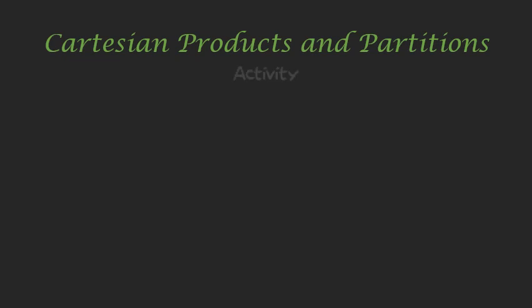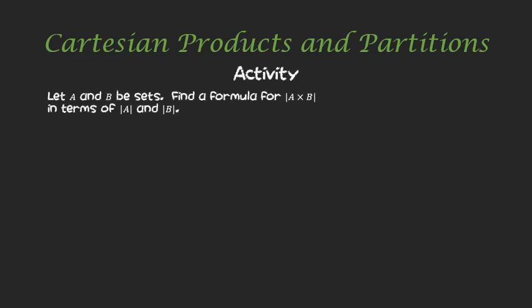On this slide, we're going to do an activity. What I want you to do is, given two arbitrary sets, find a formula for the cardinality of A cross B in terms of the cardinality of A and the cardinality of B. First, you should convince yourself that it doesn't matter what the elements of the sets are, since we're just talking about the cardinality of them. The elements themselves won't change the cardinality, just the number of elements in it. Make sure you try and work through these problems before moving on to the next part.